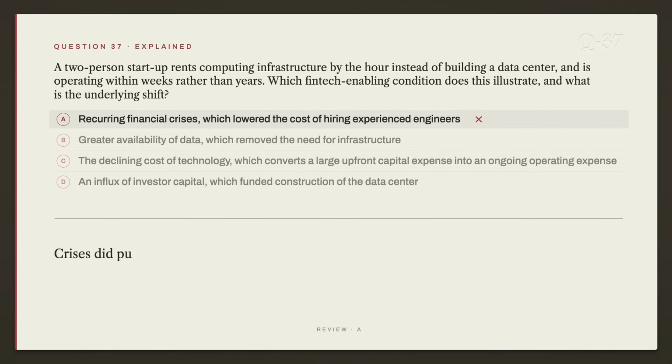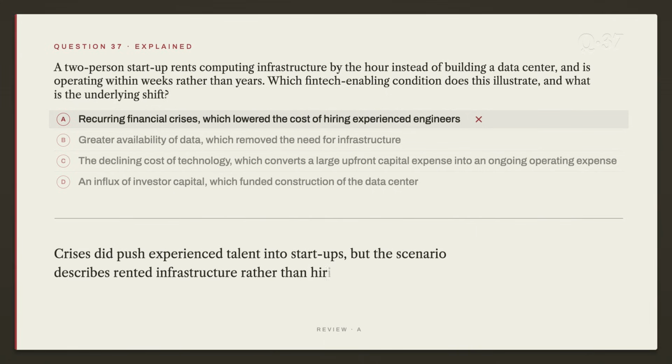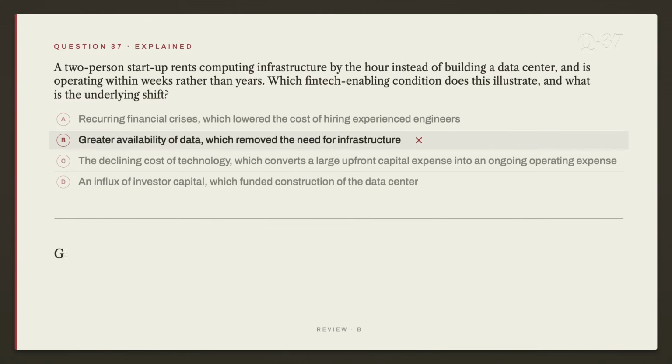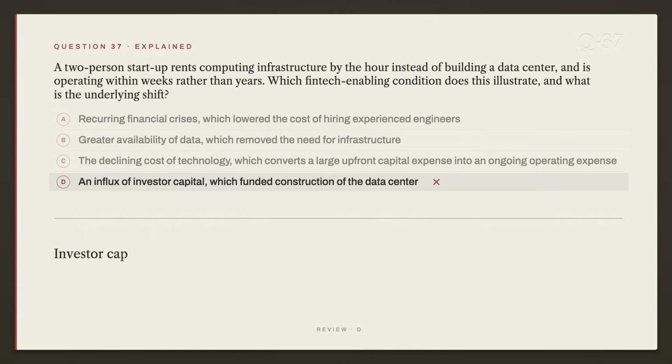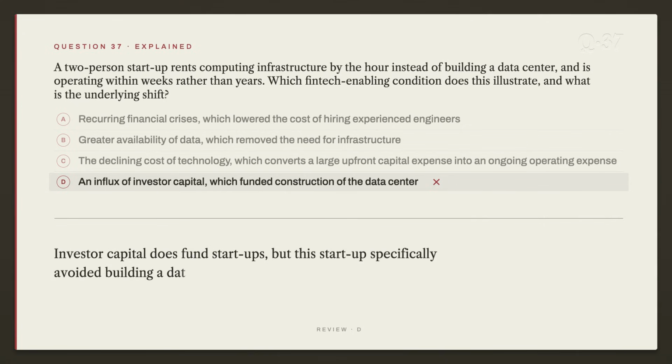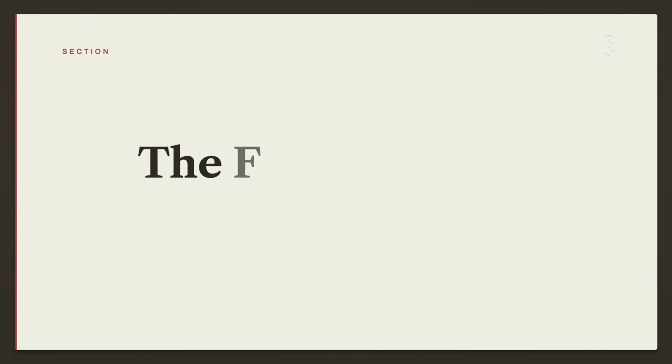A is wrong because crises did push experienced talent into startups, but the scenario describes rented infrastructure rather than hiring. The cost shift being illustrated is technological. B is wrong because greater data availability improves decisions once systems exist to process it. It does not explain how a two-person firm obtained computing capacity at all. D is wrong because investor capital does fund startups, but this startup specifically avoided building a data center rather than paying for one. The point is that the expense never had to be incurred.